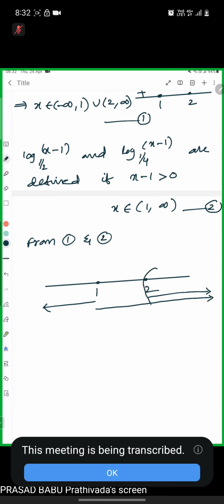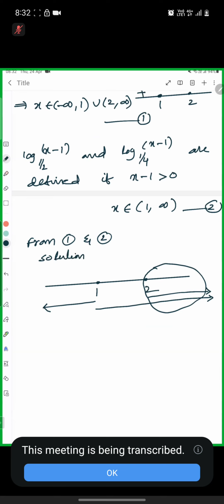This is the common values, no? 2 to infinity, open 2 to infinity. Whatever x values you collect, they must be in both the intervals.